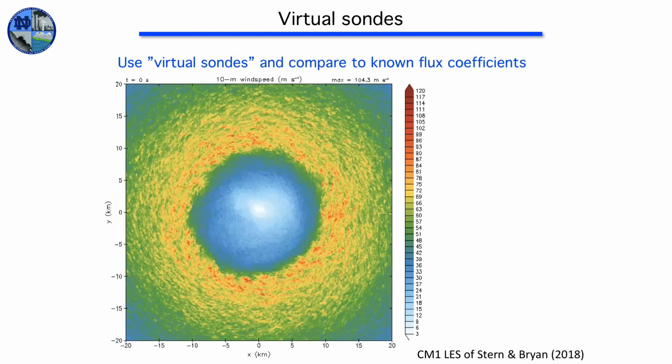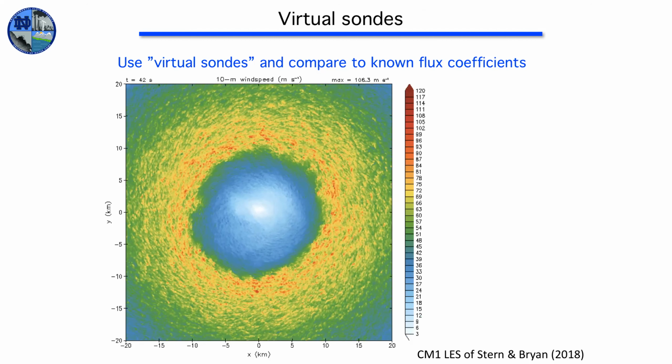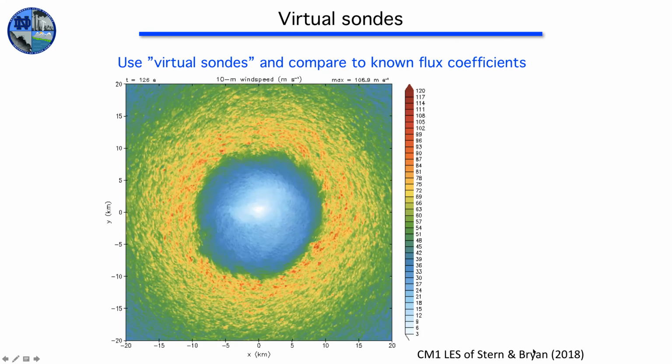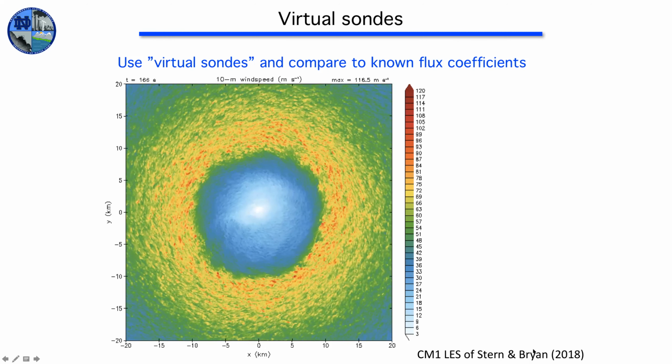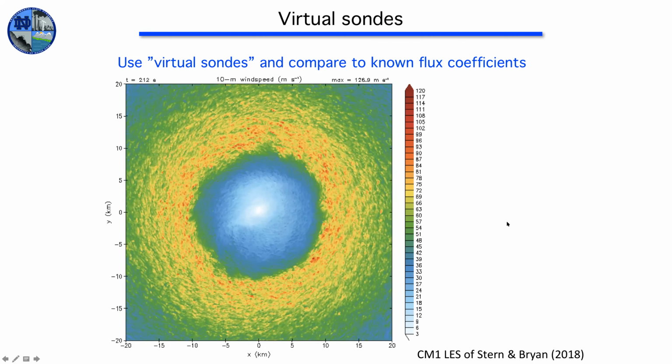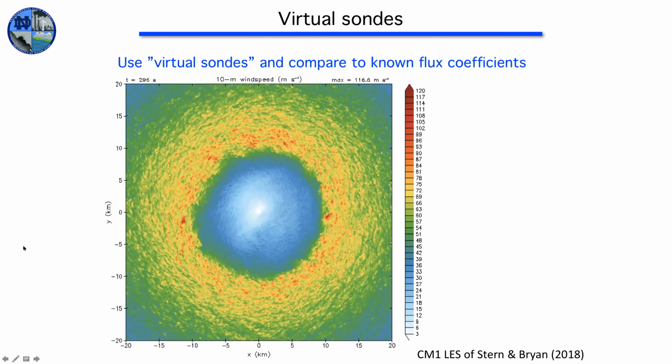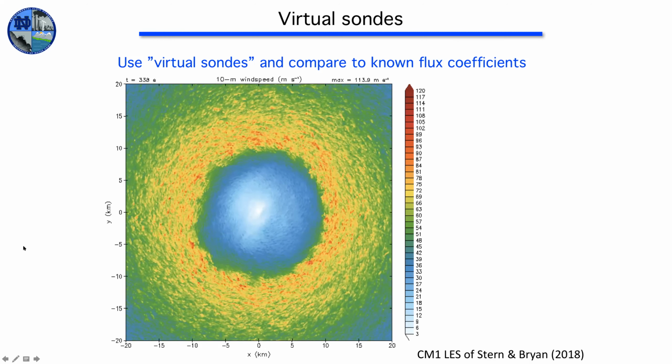To look at this a little bit further, we turn to some numerical simulations, the CM1 LES simulations of Stern and Bryan in 2018, where they use virtual sondes. They construct virtual sondes where they have 30-meter resolution, so they're resolving a lot of the turbulence, and they launch 100,000 virtual dropsondes into this.